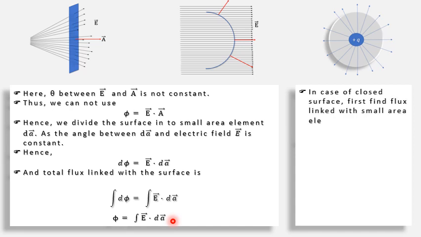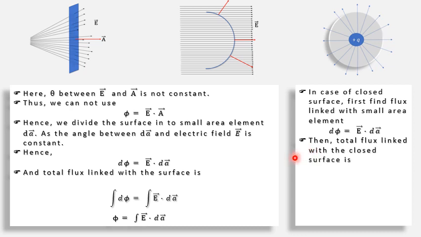If you have a closed surface like this, then the notation is slightly different, though the procedure remains the same. First you take a small area and find the flux linked with it. This d phi is the flux linked with small area dA. Then integrate over the total surface area. The symbol here is this, which is called integration over a closed surface. This is how we can find the flux linked with a closed surface. This is the formula for flux in any situation where E or A or theta is not constant.